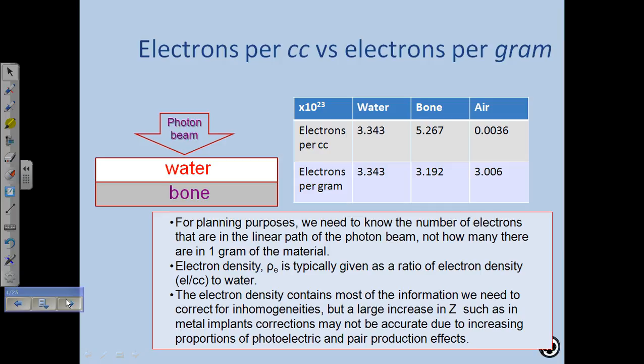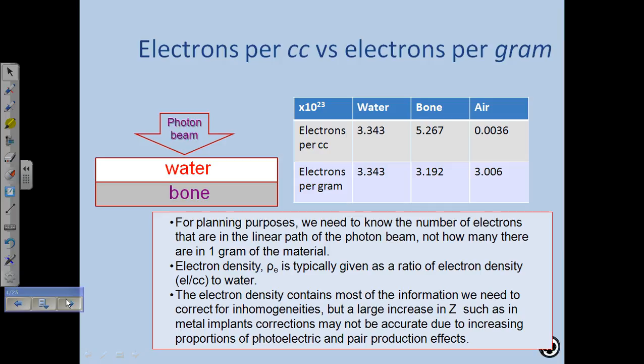Even air. Now, do you think that this is useful for attenuation? That air and bone are about the same electrons per gram? It's not that useful. We know that air doesn't attenuate, just from an intuitive feel. We know that air does not attenuate as much as bone. So this is not a very useful measure.